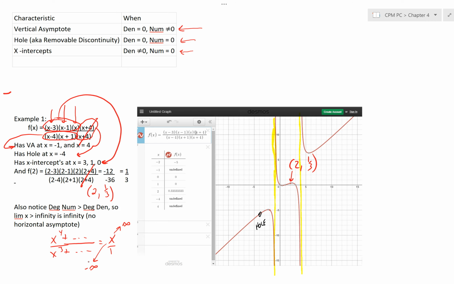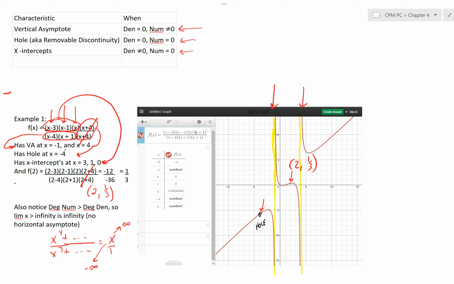We see our vertical asymptotes at -1 and 4, there and there. And there's a hole marked here. You're not going to see those when you graph in Desmos or on a graphing calculator. That's why it's important that you know how to find the holes algebraically, because those are definitely not going to show up on the graph. The only way you can confirm there's a hole is on the graphing calculator.